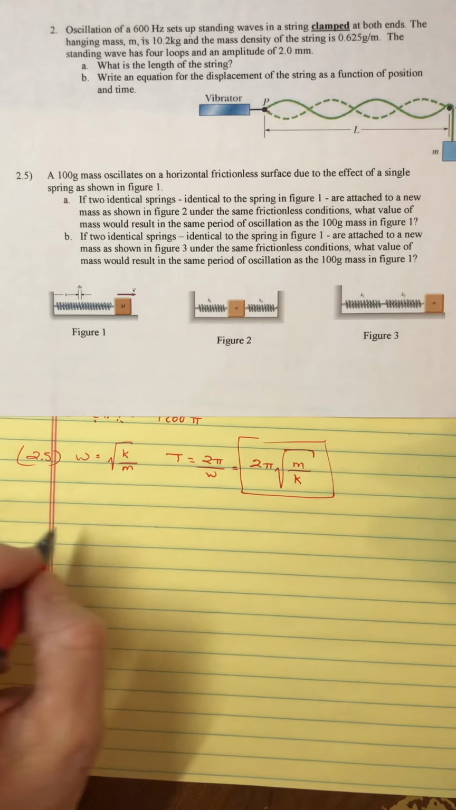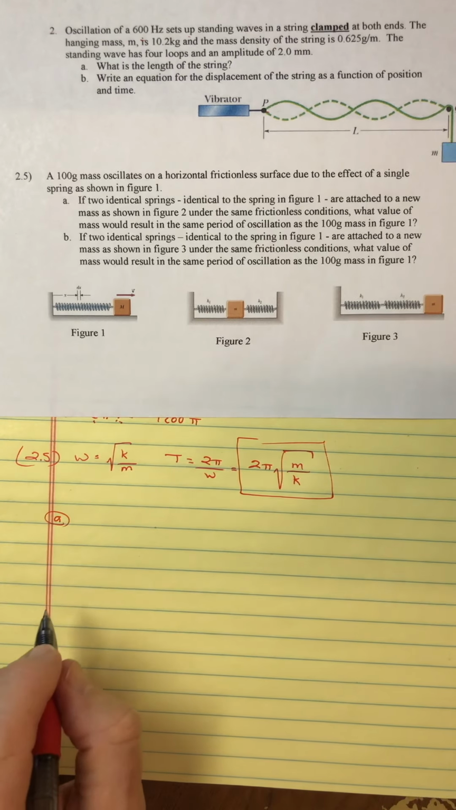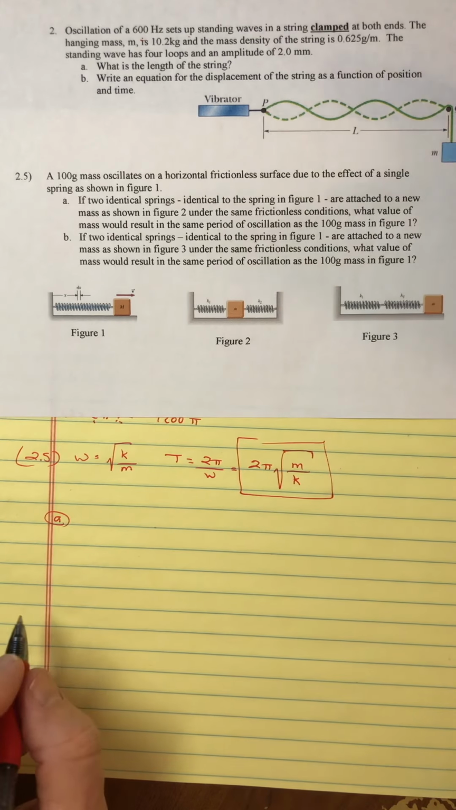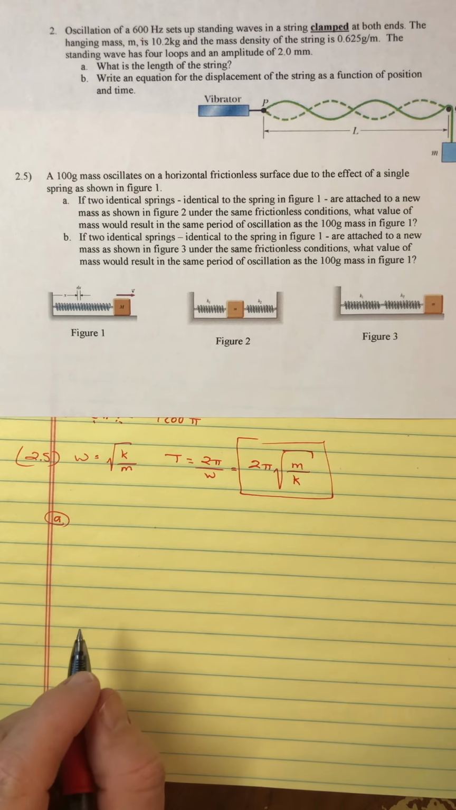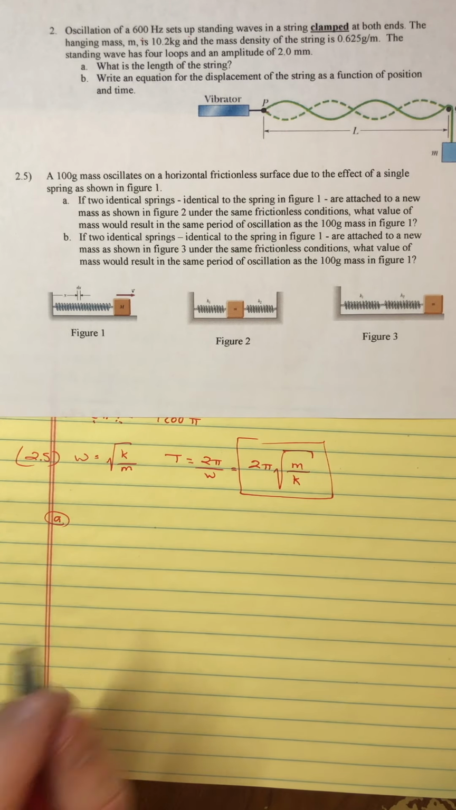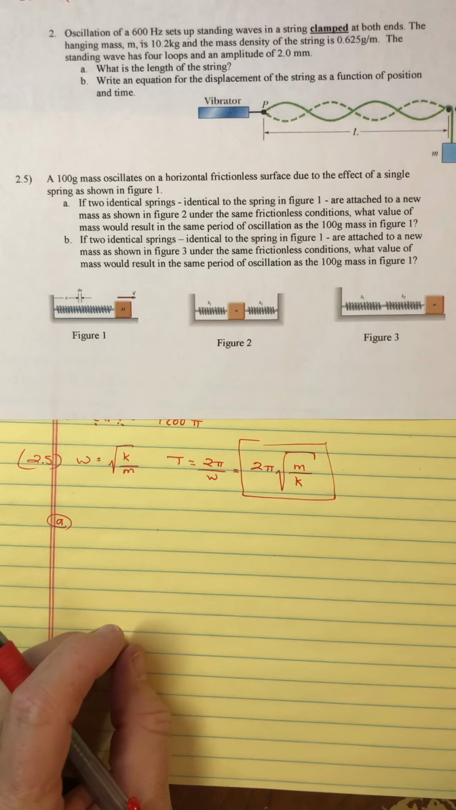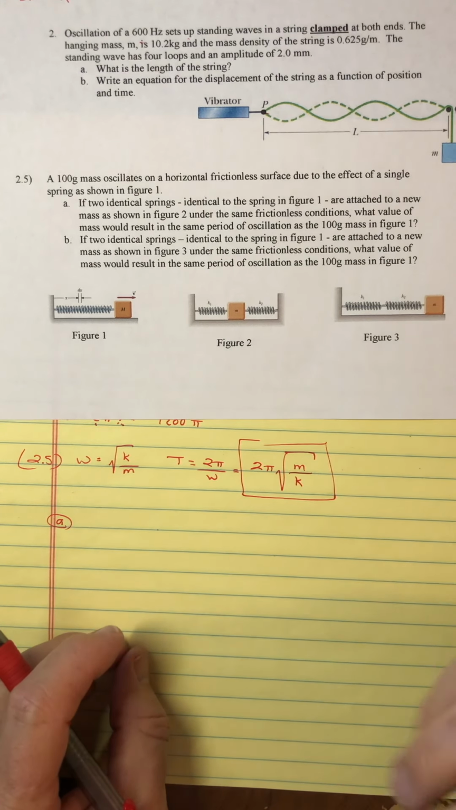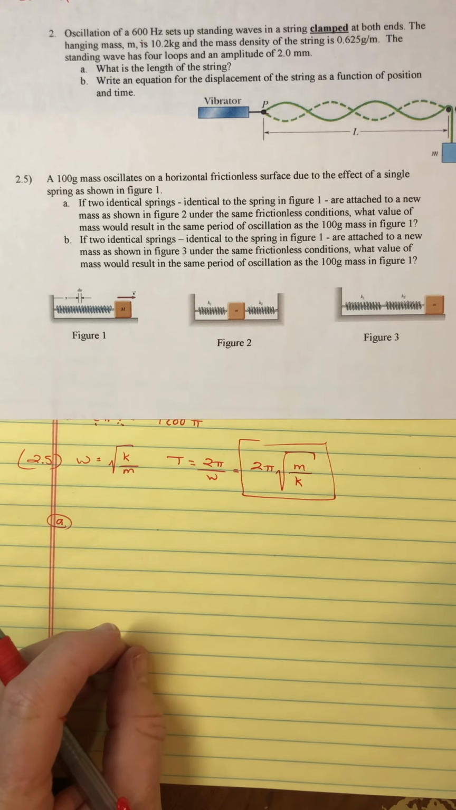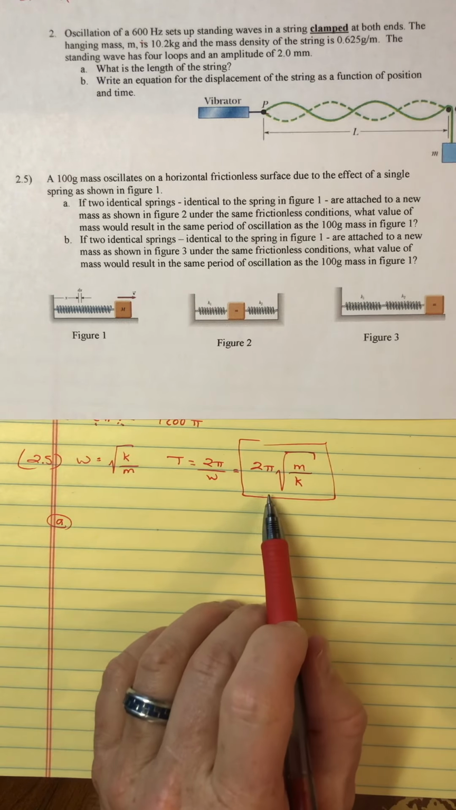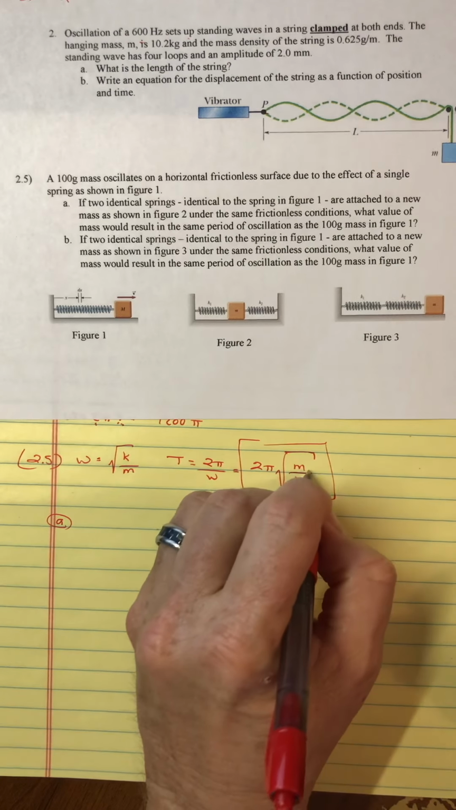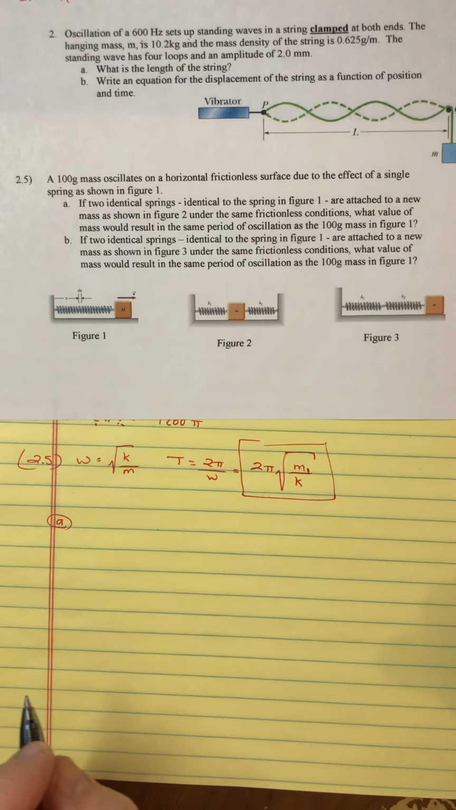Because as I read question A here, it says, if two identical springs, identical to the spring in figure 1, are attached to a new mass as shown in the figure, under the same frictionless conditions, what value of the mass would result in the same period of oscillations as the 100 grams shown in figure 1? So keep this in mind. This is the equation from number 1. In fact, maybe I'll even put mass number 1 here.